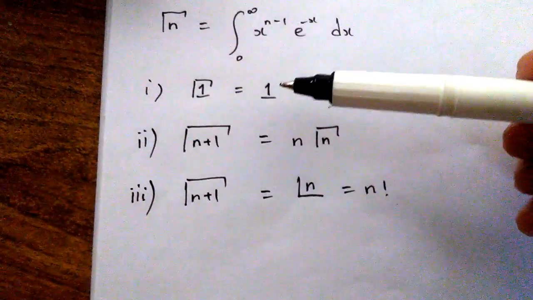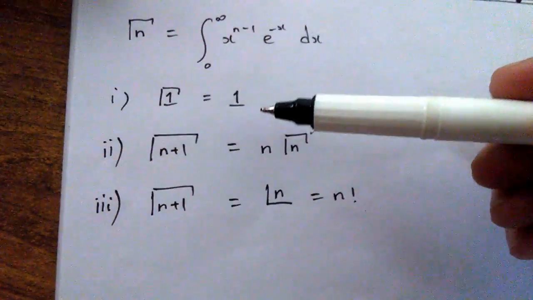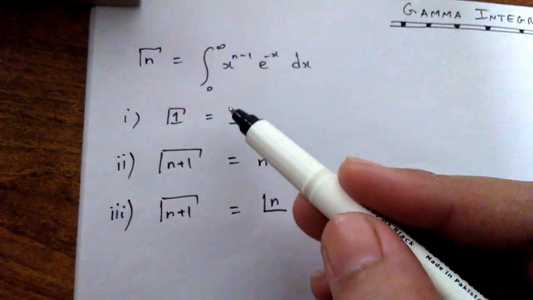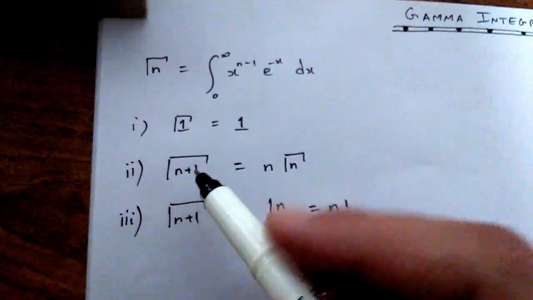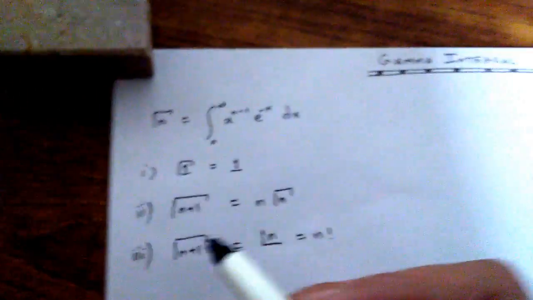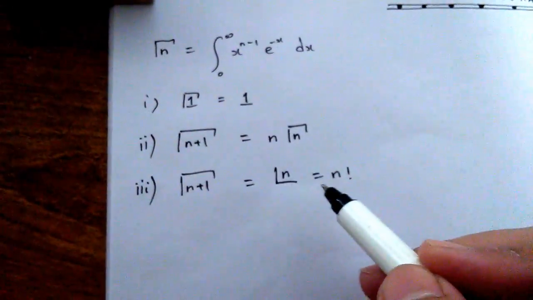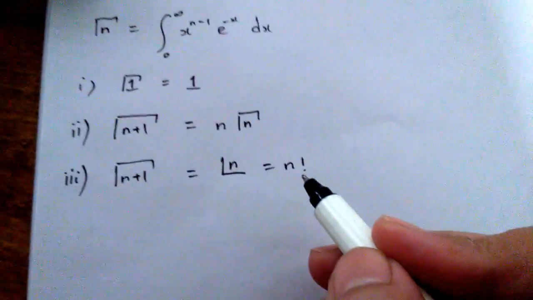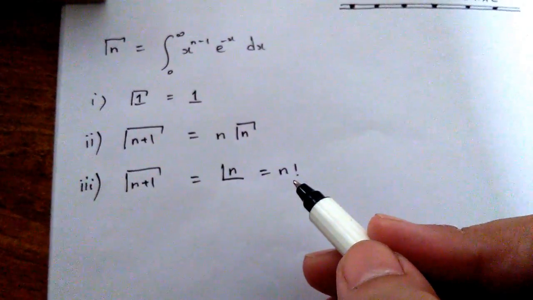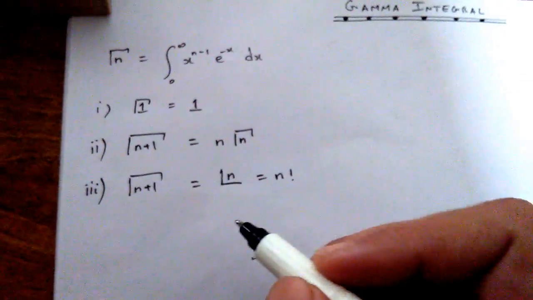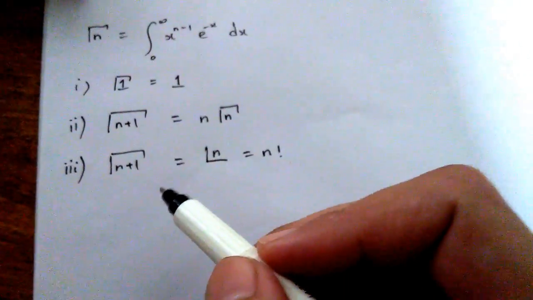So you see, these are the three major properties of this gamma integral. You can notice here that in the first two properties there is a complete involvement of the gamma function, but in the third property the gamma function is equated to a factorial. So this helps us conclude that the gamma function falls in the category of factorial functions.